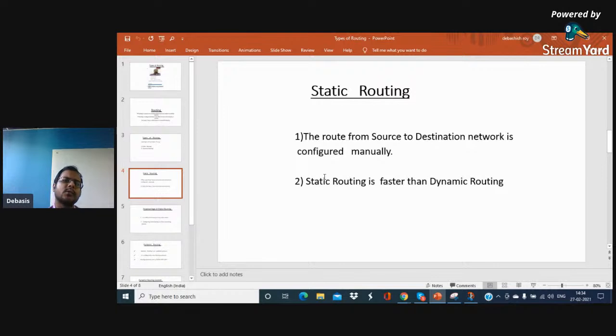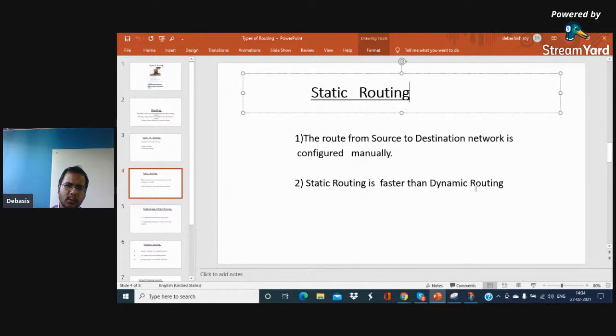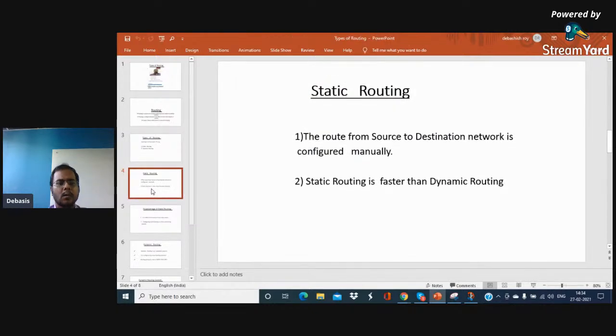The route from the source to the destination network is configured manually in the case of static routing. What does it mean? It means that if you want to send a packet from source A to source B, you need to configure the route manually from the source to the destination network. The entire route you have to configure manually, and the router will route the packet through that route only.